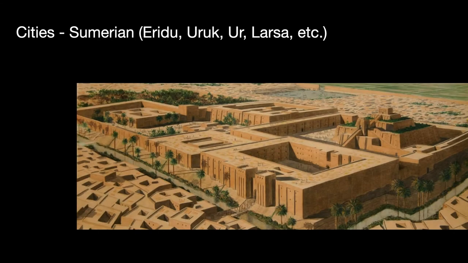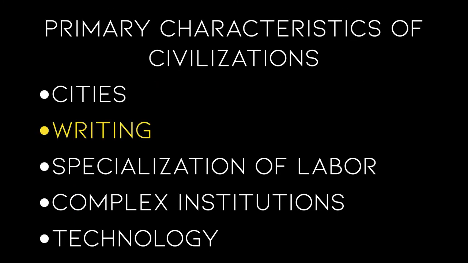And then some of the earliest civilizations were developed in Sumeria, the Sumerian cities of Eridu, Uruk, Ur, and Larsa. It's a whole bunch of small Sumerian city-states in the southern part of the Mesopotamian River Valley. These date to about 7,000 years ago, and they all have a shared culture in southern Mesopotamia. So cities were an important development in civilizations.